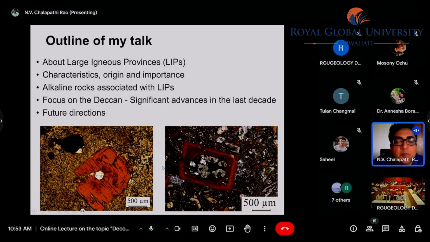I'm showing you here 2 photomicrographs under the microscope of alkaline rocks. So you can see biotites which are present here. I just thought they should be very familiar to you.